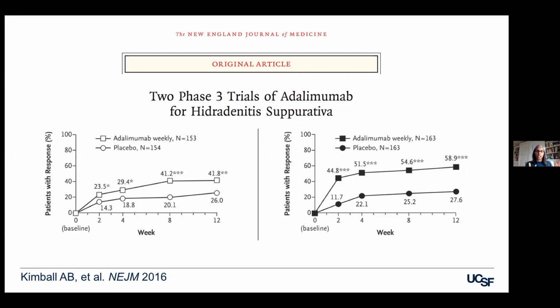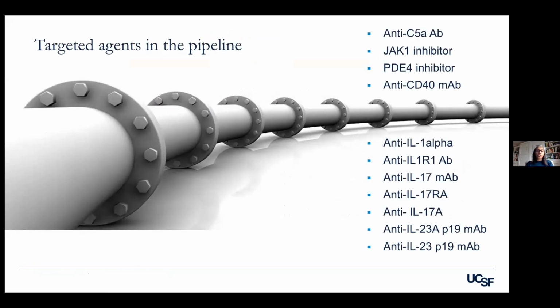And these results in clinical trials have been borne out in real world clinical practice as well. So there is a need for better treatments for HS, and there are a lot of novel targeted agents coming down the pipeline for HS. So this is something that we're all going to hear a lot more about in the coming years. These are just naming a few, but I think there are a couple more in addition to this that we'll see in the coming years.